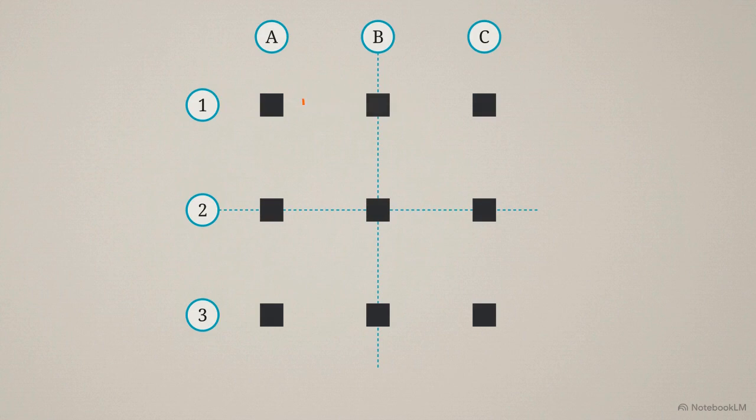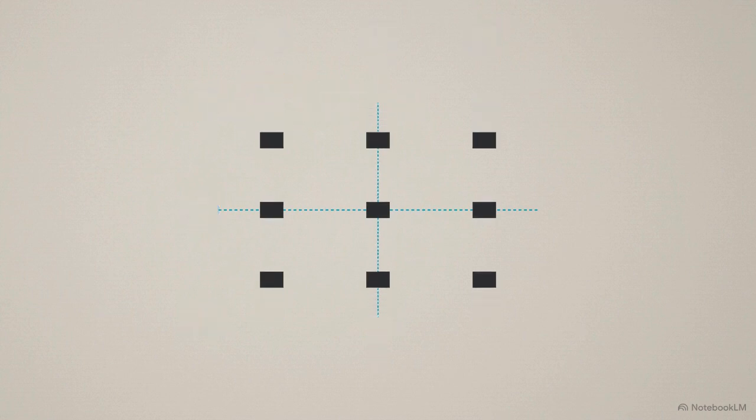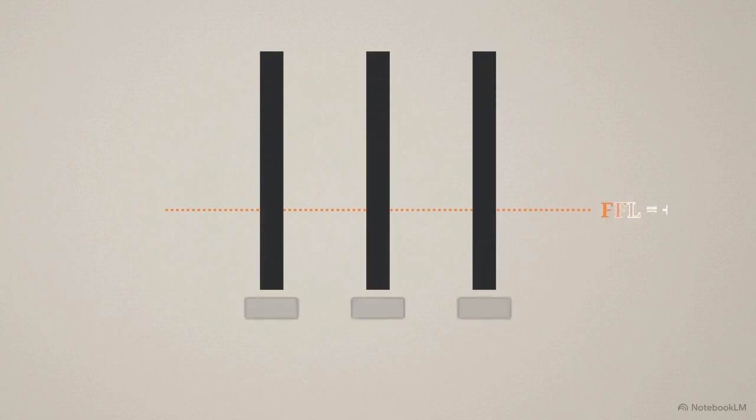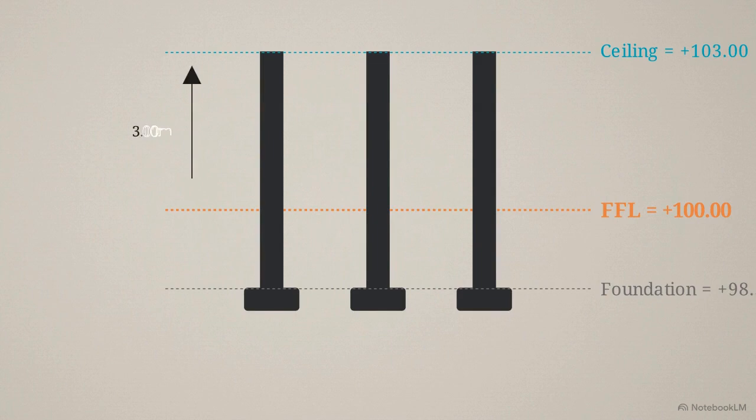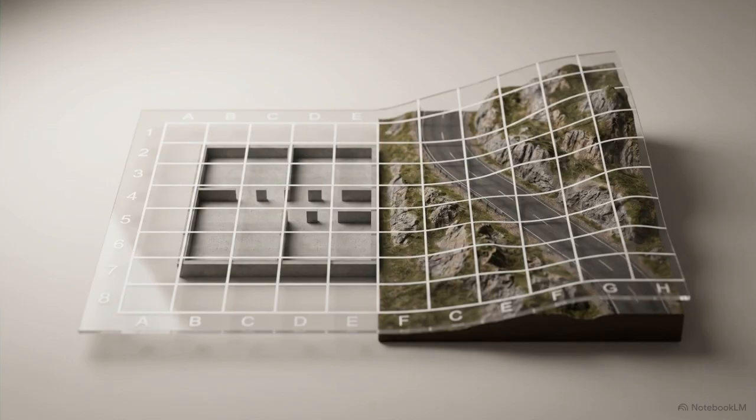Vertical building elements are plotted on a localized XY grid. Moving to the vertical plane, the building uses a relative benchmark. The finished floor level is set at an arbitrary baseline of +100, operating independently from global geography. But applying that localized grid to a 50-mile highway or a sprawling water reservoir results in immediate coordinate errors.